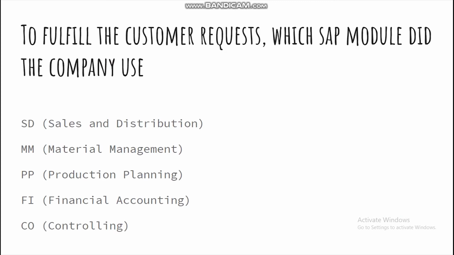So the next question is: to fulfill the customer request, which SAP module did the company use? In this case, my company uses 5 types of module. The first module is SD, sales and distribution, and then MM, material management, and then PP, production planning, FI, financial accounting, and CO, controlling.